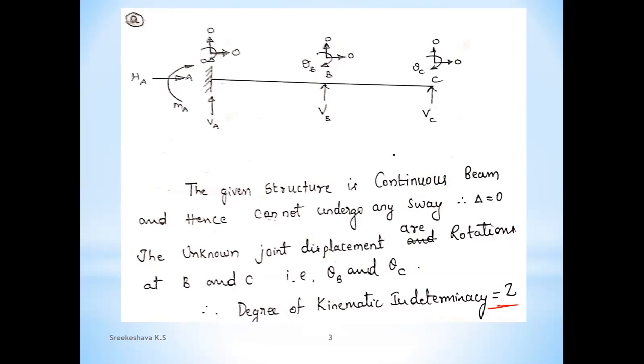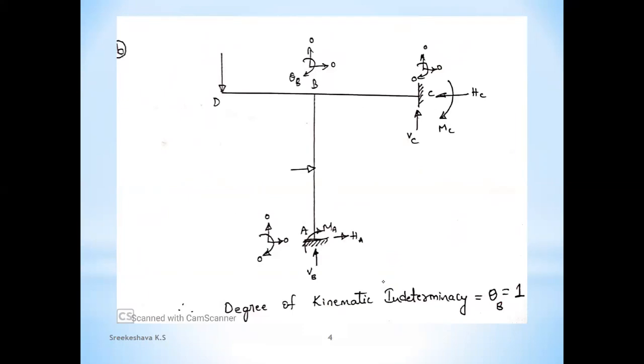Any doubts in this problem? Kinematic indeterminacy is 2. What are those? Theta B and theta C. Here this is zero, because of this fixity at the joint this is also zero. Only theta B. Don't think that it is a free end with three rotations; it's an overhang. The overhang is not accountable. Only here theta B, hence it is one.